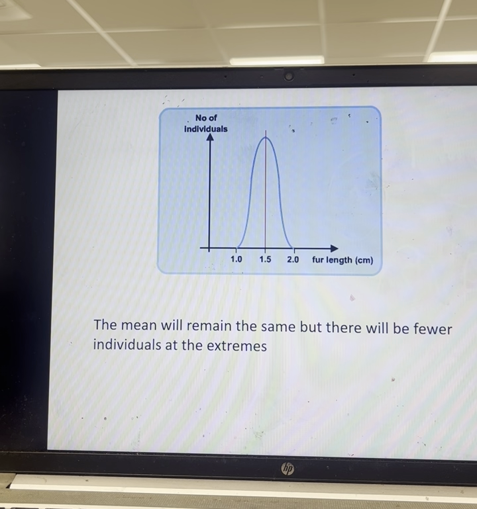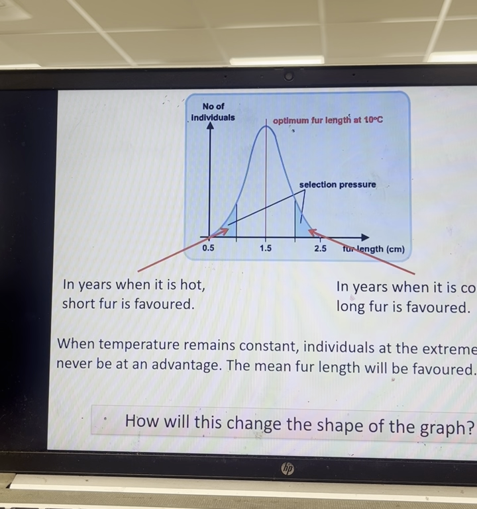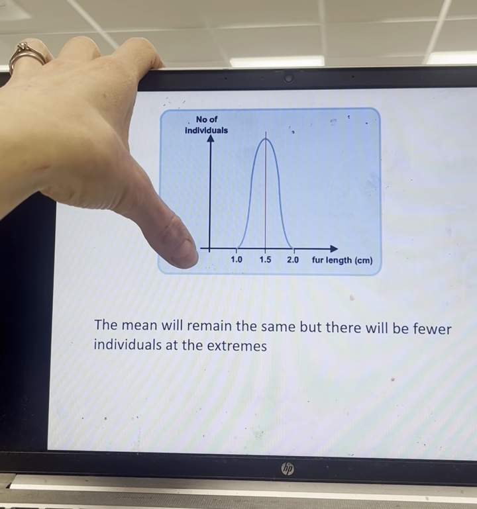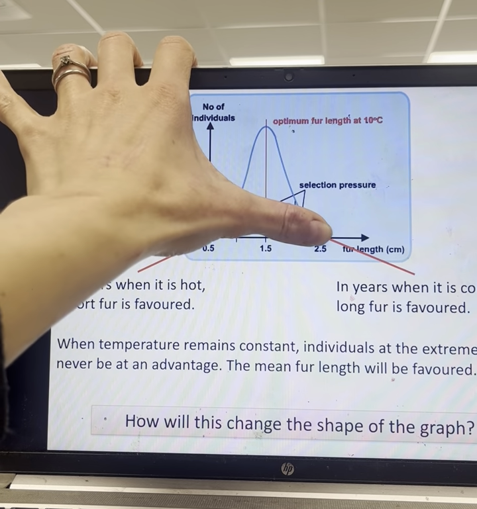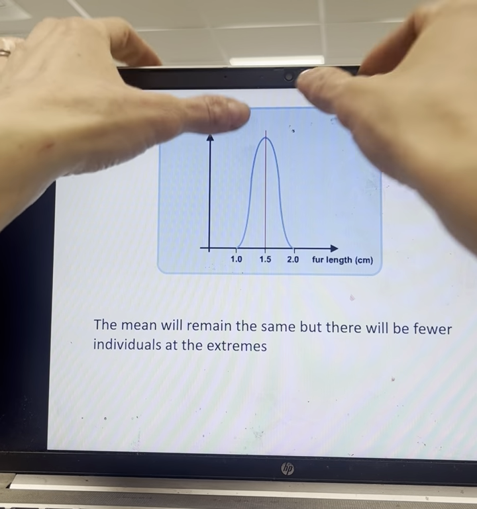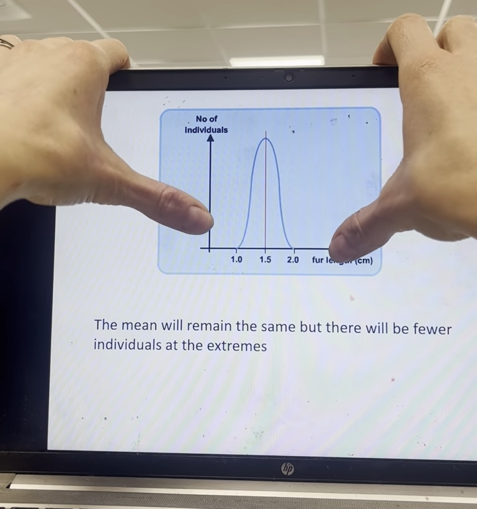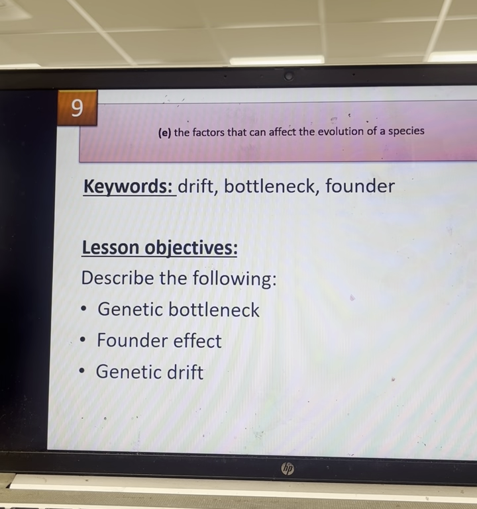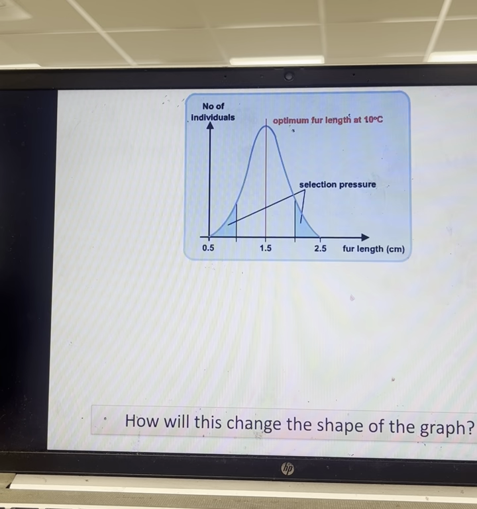The mean will remain the same, but there will be fewer individuals at the extreme, because as you can imagine, if it's super cold, anyone with really short fur is going to die. They won't survive the winter. Anyone with really long fur, and it's super hot, they're going to die. So it's less of a bell curve. You don't have these extremes. It's only the ones in the middle that are going to remain. And that is what they're saying is the total opposite.